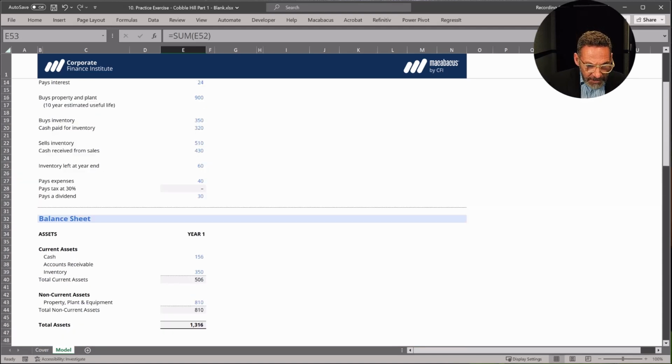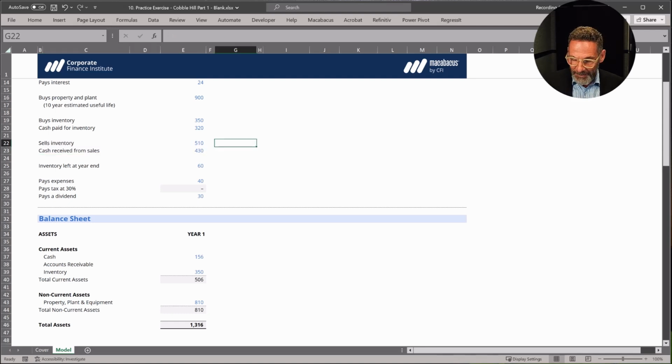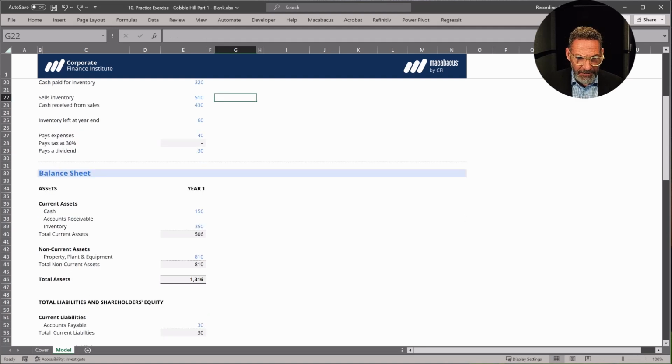Now, what I'm going to do is go to the next bit, and now we're going to sell the inventory for $510, and we're going to get cash received from sales of $430. Okay, so recall, therefore, the difference is going to be accounts receivable. And if you want to figure out what that accounts receivable is, it's just going to be the $510 minus the $430, which is $80. So let's do that first. We're going to get cash in of 430, but we're also going to have 80 of accounts receivable.